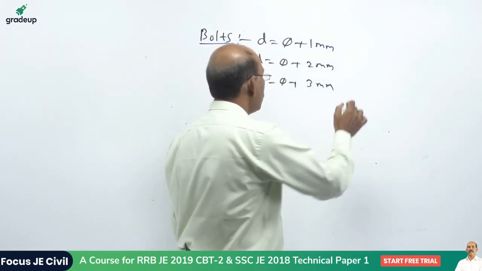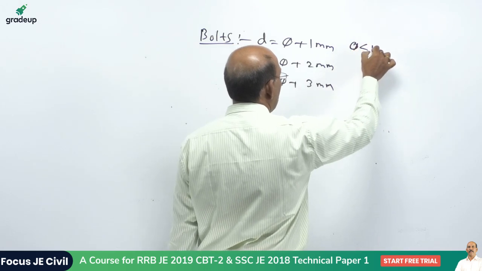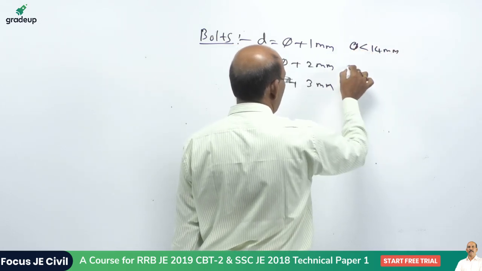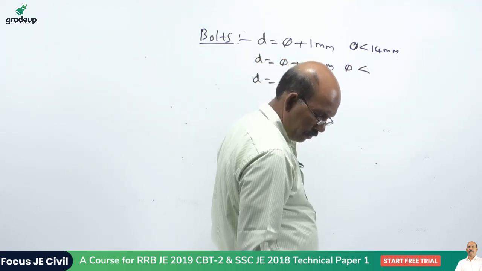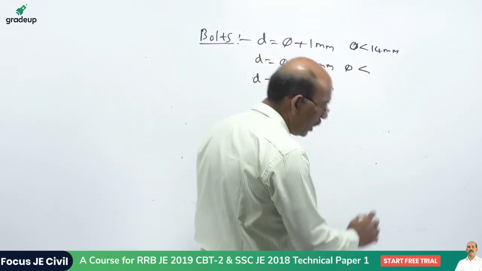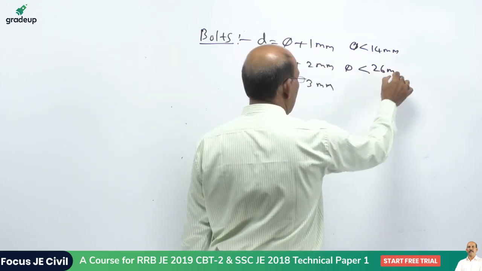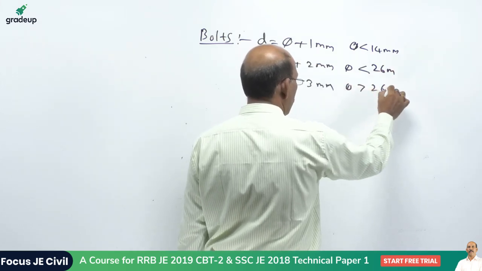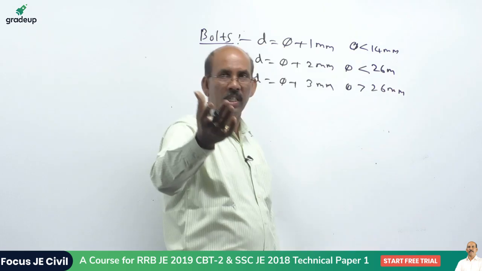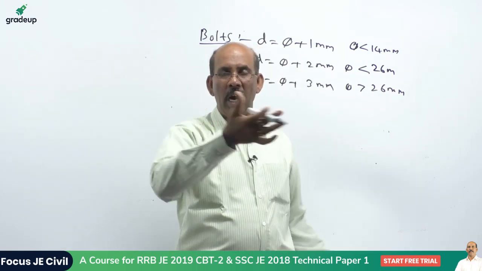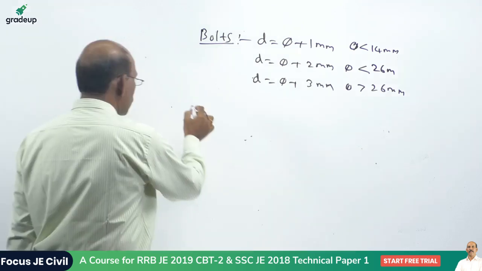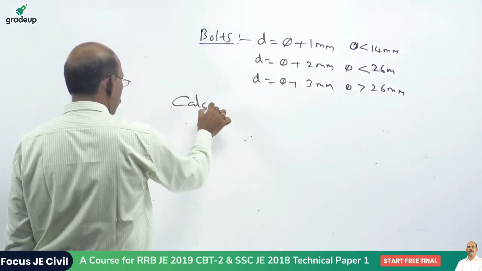The phi value is normally less than 14 millimeter, phi is less than 26 millimeter, and phi is greater than 26 millimeters. So this is the rule for the calculation of the diameter of the bolt hole, and accordingly let us take one example.